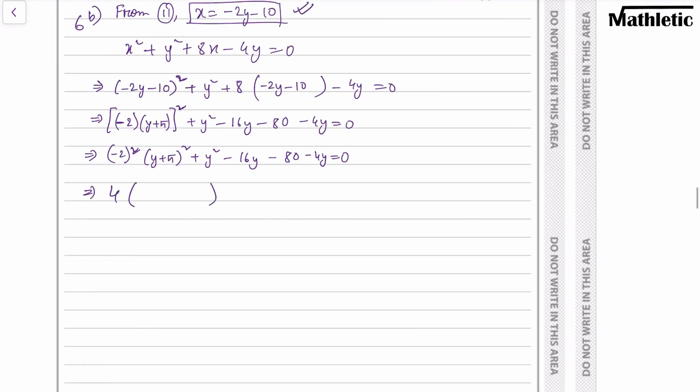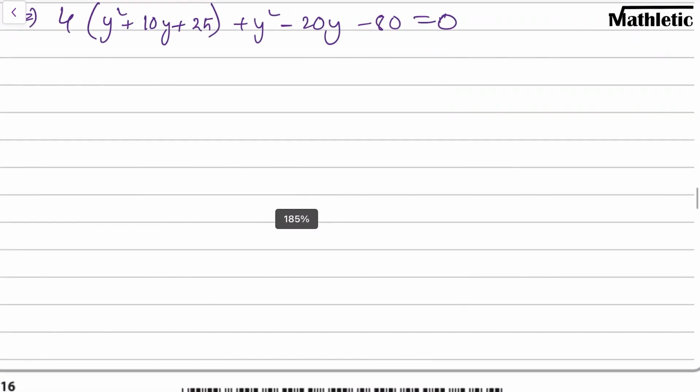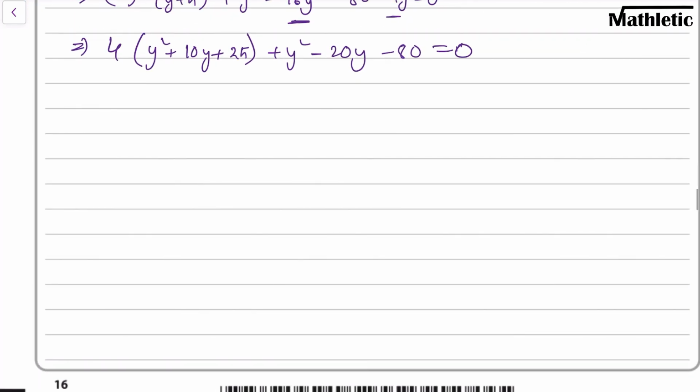So this is 4, and this part has to be expanded using the a plus b whole square formula, a square plus 2ab plus b square. So y square plus 2 into y into 5, that will give us 10y. Then b square, 5 square is 25. Minus 16 minus 4 is minus 20. So I'm multiplying this by 4. 40y, 25 into 4 is 100.